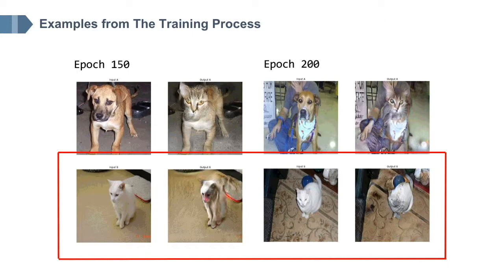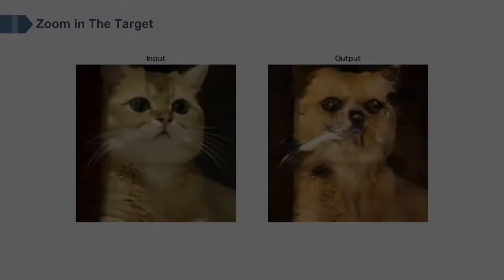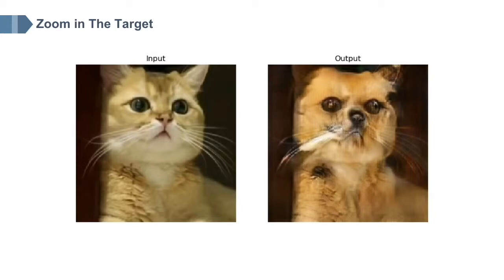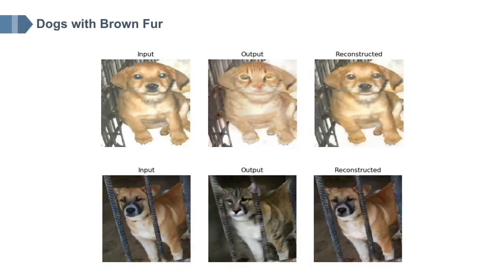During our test, we found some interesting phenomena. If we want to achieve better performance on one image, we can zoom in on the target. This is the original one. After zooming in, the outcome is improved. Besides, if the image is a cat or dog with brown fur, the result tends to be better, because in our datasets, the number of cats and dogs with brown fur is larger than those with other colors. Here are some good examples.